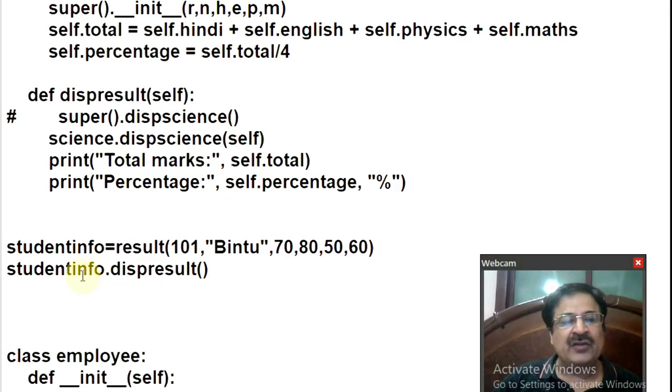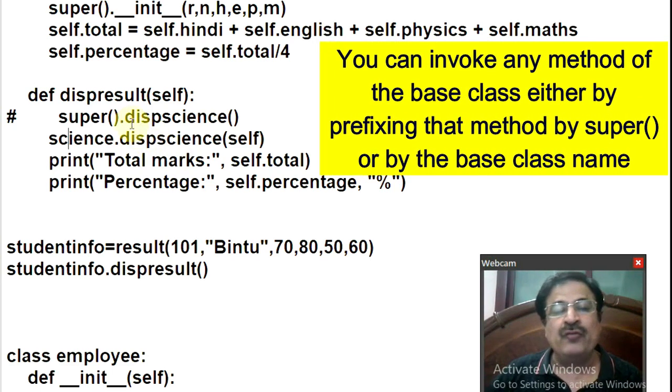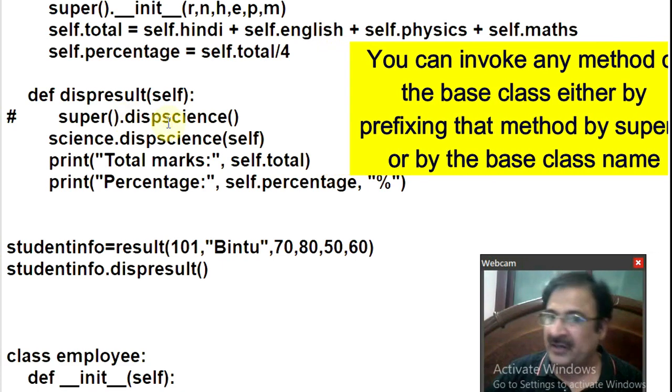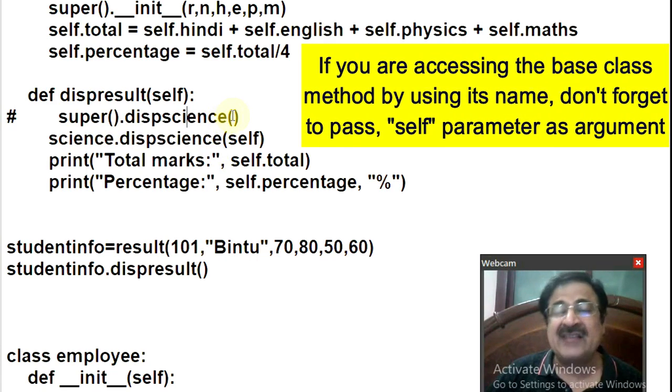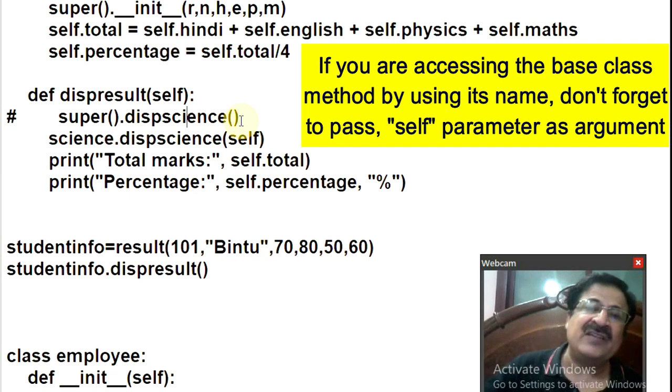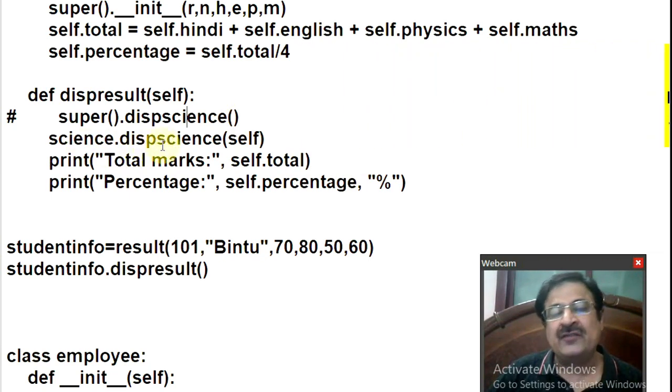After that, the control will come over here in the main function. You are invoking the disResult function of the result class. Control will come over here. You are invoking the disScience function of science class. Okay. There is one more way to invoke the function of the superclass by writing the super method and the method name. But be careful. While invoking the function using the super method, you don't have to use the self keyword. If you specify the self parameter, you will get an error. Okay. So control will jump to the disScience function of the science class.